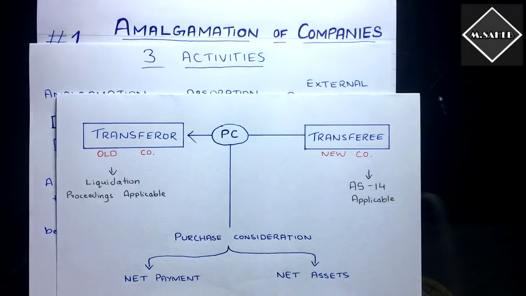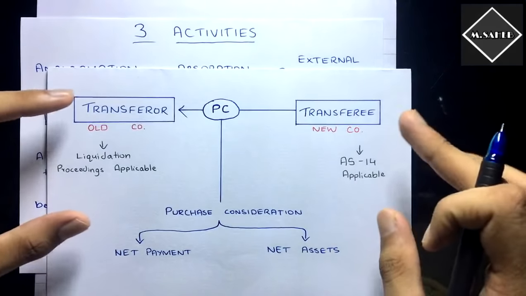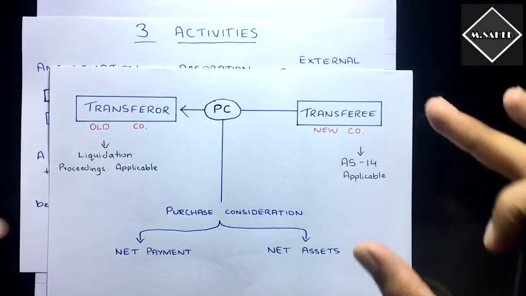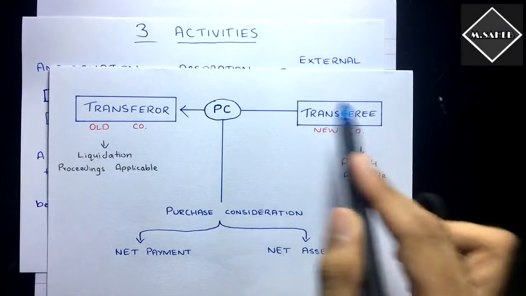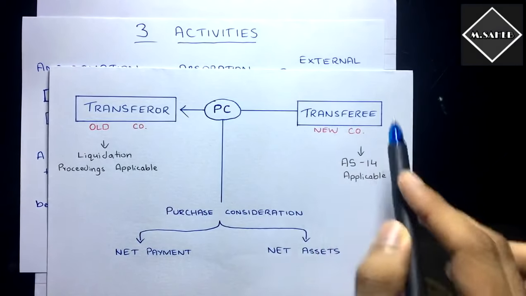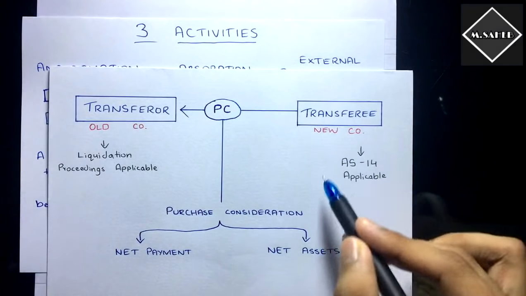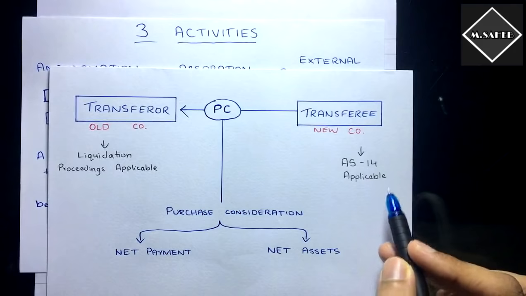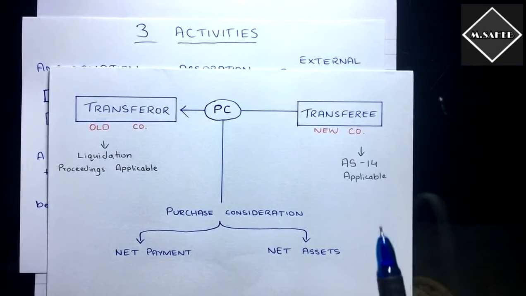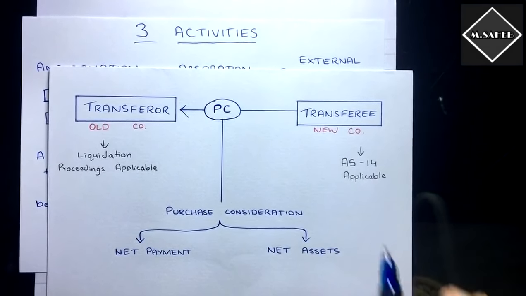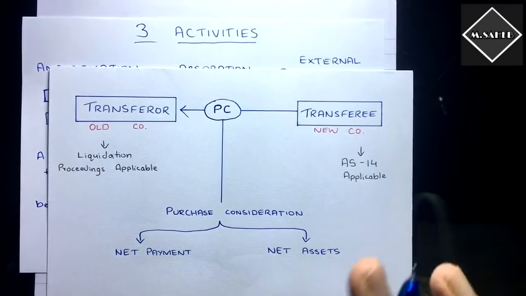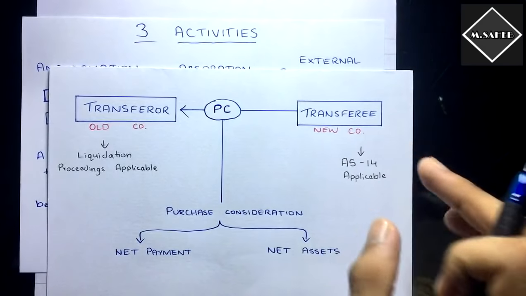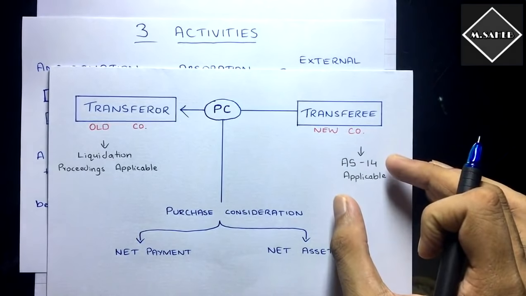Now, as I said, there are two accounting treatments. One is the accounting treatment in the transferor, and one is the accounting treatment in the transferee. In the transferee company, the main amalgamation is happening, so accounting standard 14 is applicable. Whatever method is there in this accounting standard 14, we will see in the coming videos. We will have a separate video for the treatment under the transferee's books.